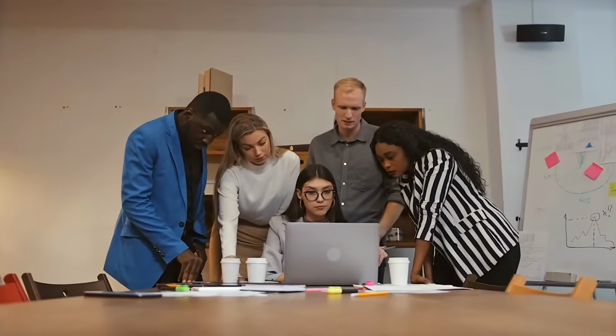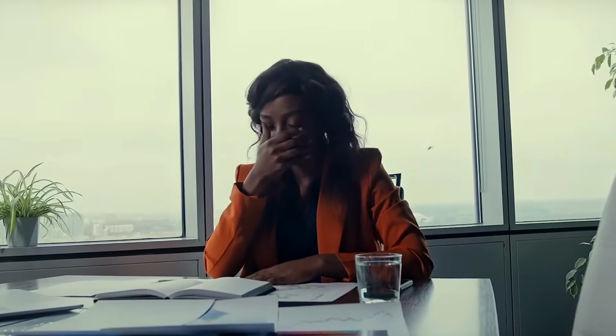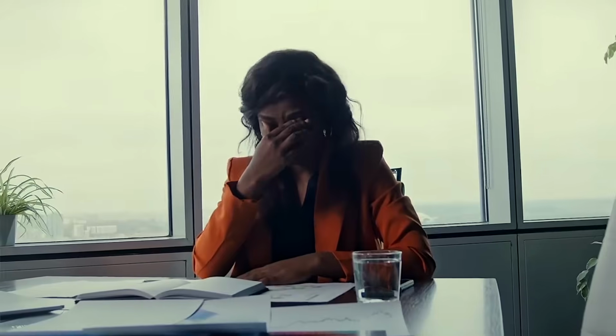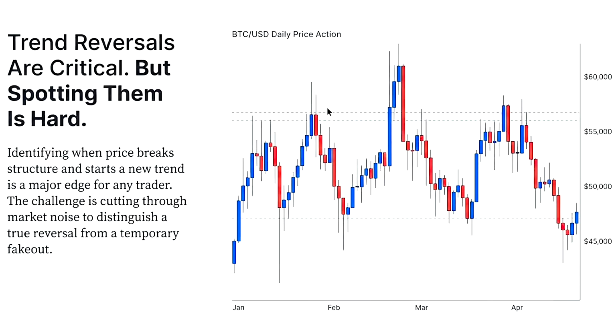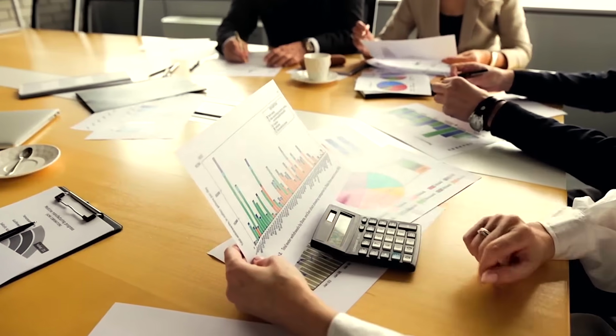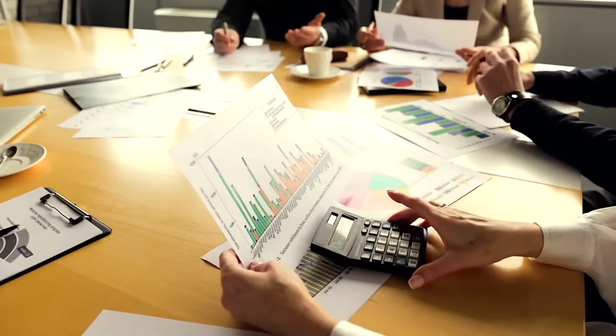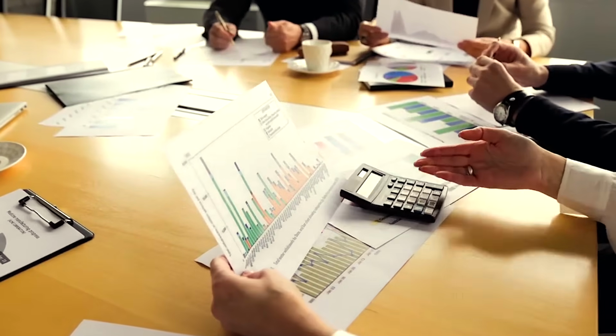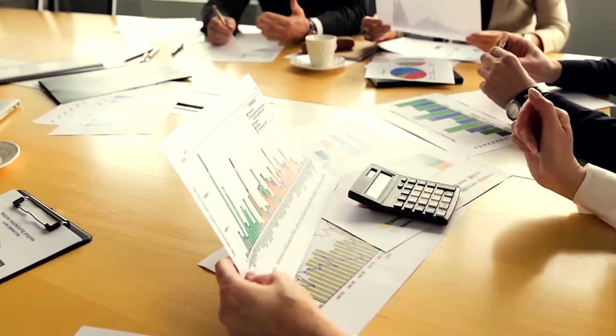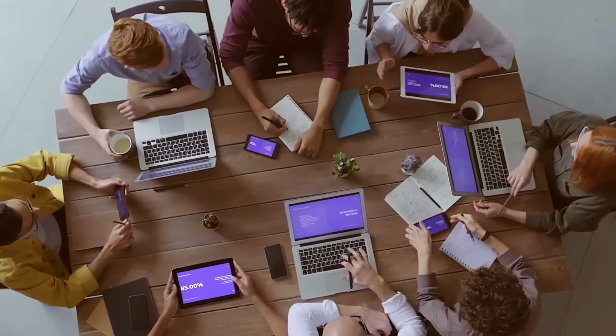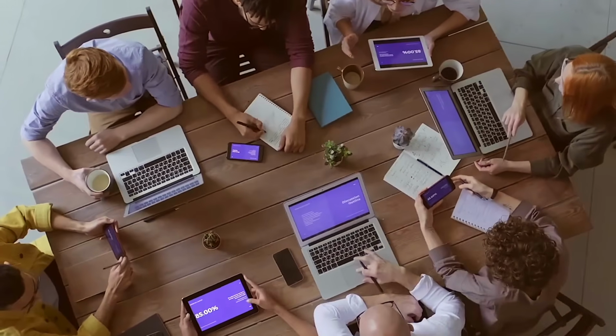If you're serious about trading, the toughest part isn't spotting a trend. The real challenge is knowing when that trend is about to flip, because the market never sends you a heads up. It turns quietly. It starts breaking structure, and by the time most traders realize what just happened, they're already chasing the move.